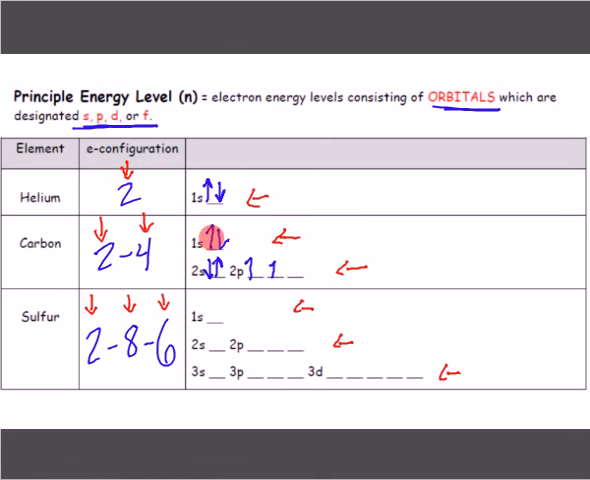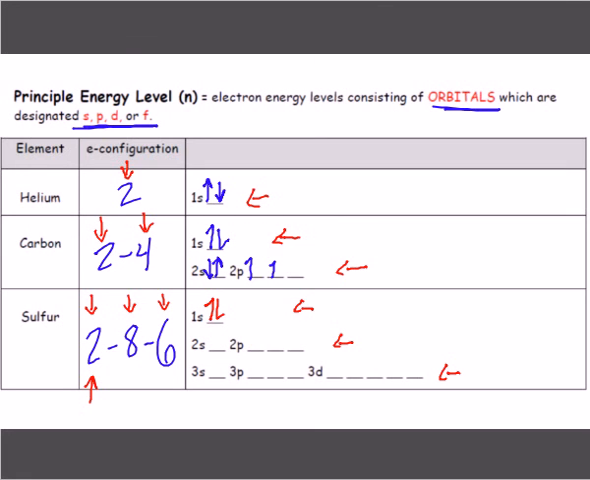The first one has 2. There's 2 electrons. The second energy level has 4: 1, 2, 3, 4. Notice how they pair up. Where are these 2 going to go in my arrows or my lines? One's going to be up, one's going to be down. It doesn't matter if you go down then up or up then down. So those 2 are gone.